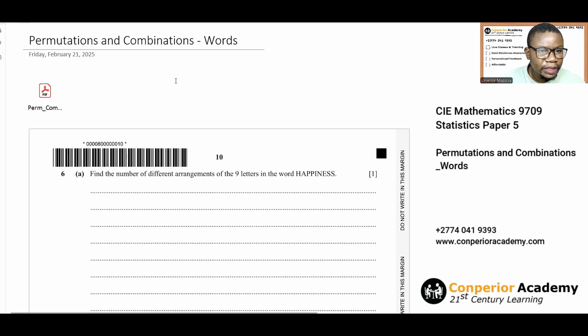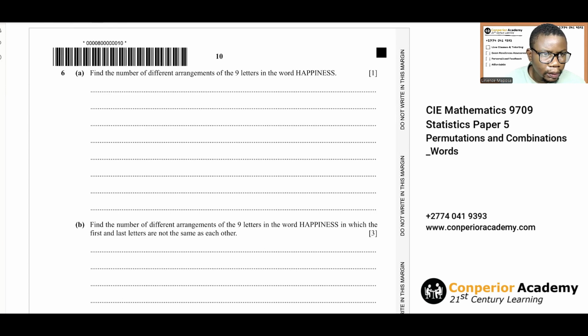Today we are looking at permutations and combinations, specifically focusing on questions relating to words. Let's look at this question here. This question says, find the number of different arrangements of the 9 letters in the word happiness.